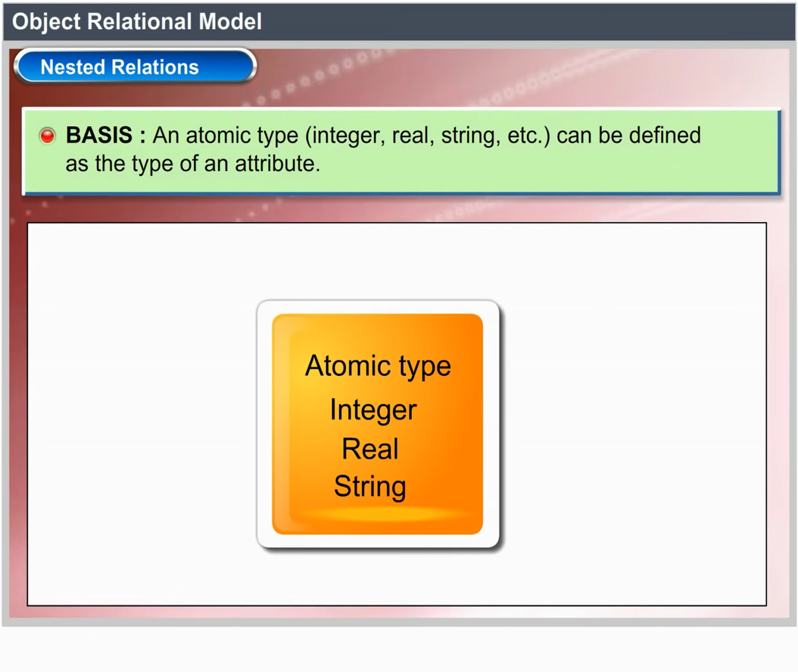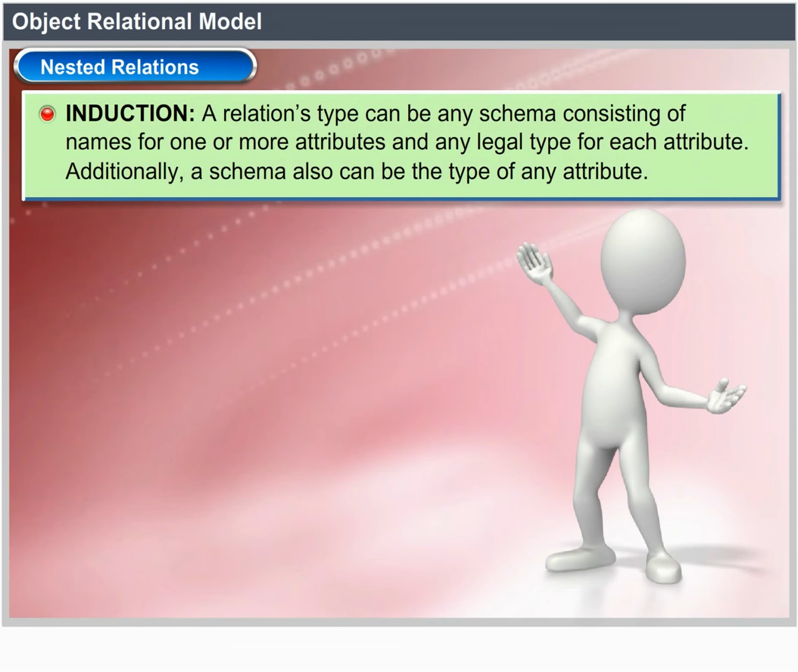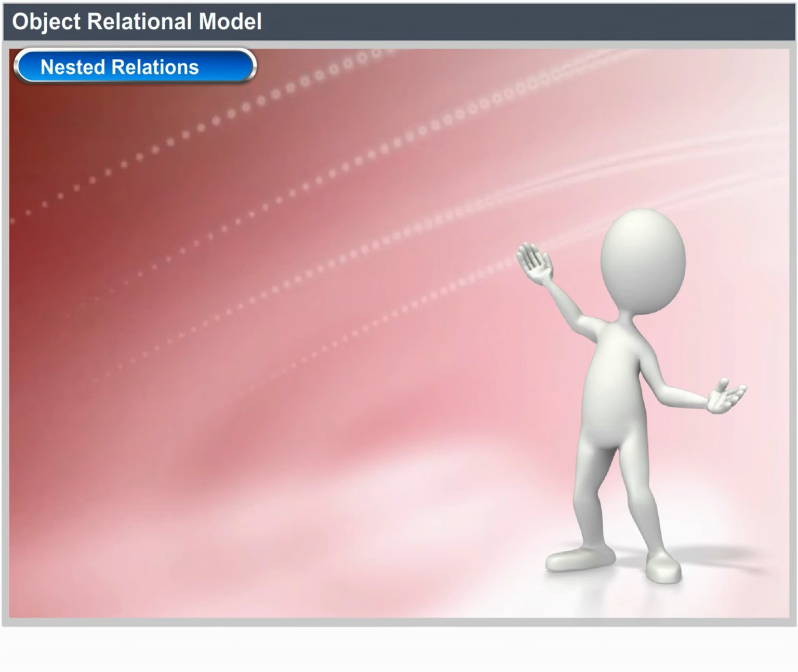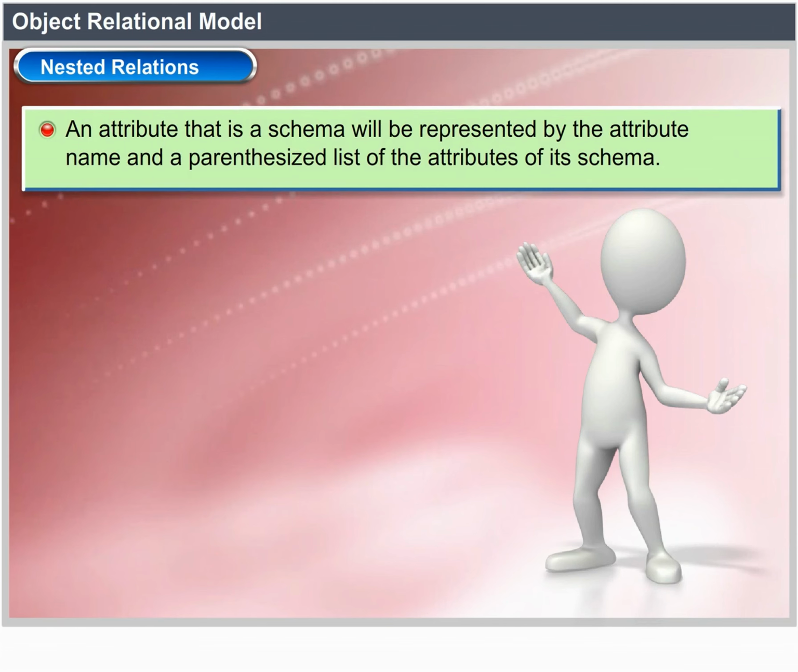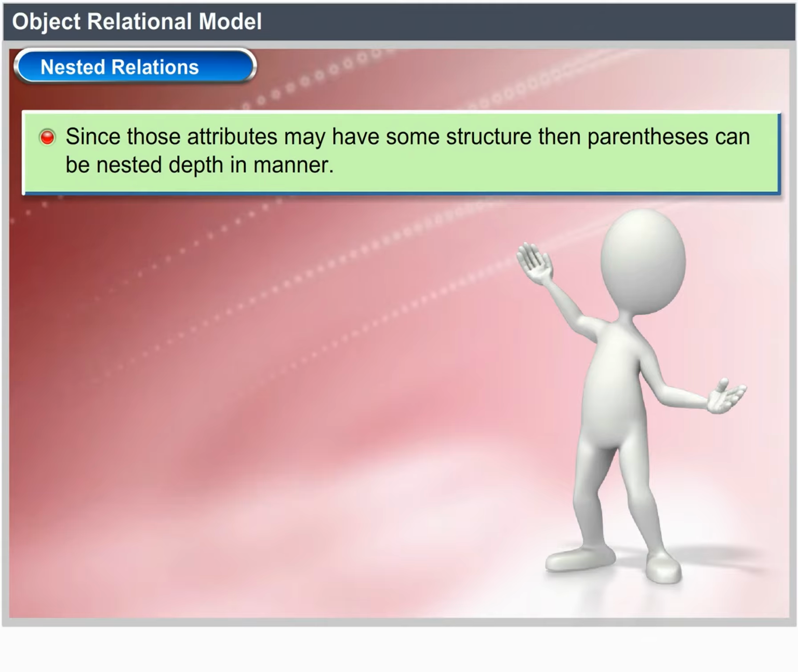Induction: a relation's type can be any schema consisting of names for one or more attributes and any legal type for each attribute. In addition, a schema also can be the type of any attribute. An attribute that is a schema will be represented by the attribute name and a parenthesized list of the attributes of its schema. Since those attributes may themselves have structure, parentheses can be nested to any depth.